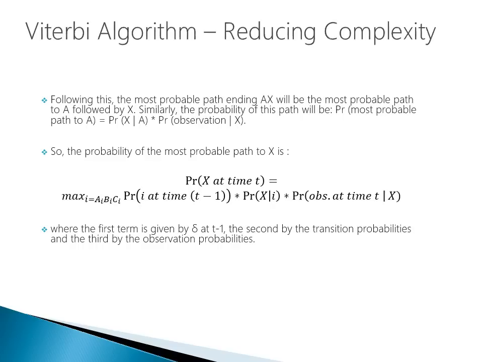It's the max over A, B, and C, the paths, of the probability of i at time t minus 1, times the probability of X given i, times the probability of the observation at time t given X, where the first term is given by delta at t minus 1, the second by the transition probabilities, and the third by the observation probabilities.